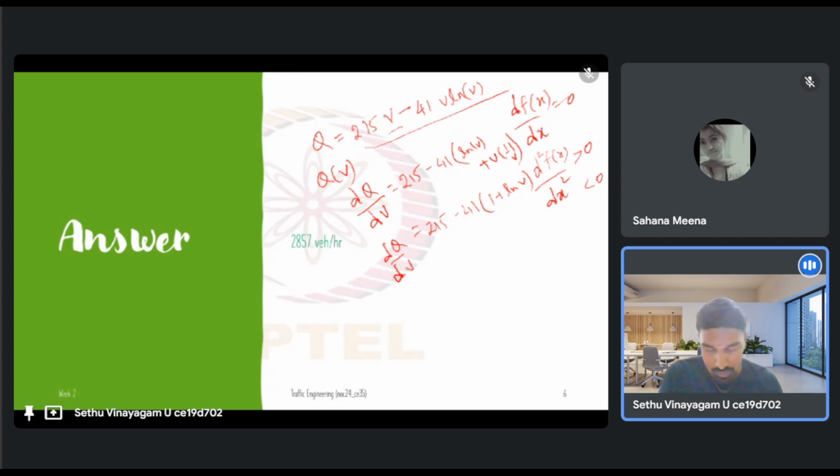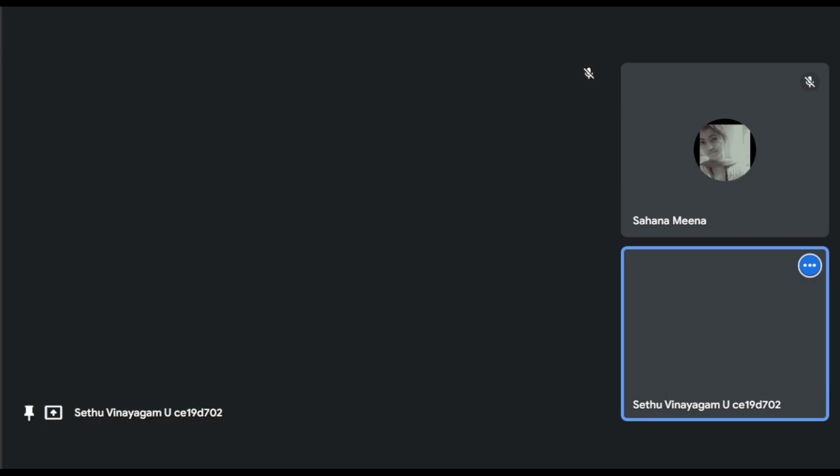So how do we find the maximum? We have to set this equal to 0, so dq by dv equal to 0. That means 215 minus 41 into 1 plus log v is equal to 0, which means 215 by 41 minus 1 is equal to log v, right? From this we have to find what v is. So v comes out to be 69.68 kilometers per hour. Or whatever the unit is, we don't have the units here, assume it to be kilometers per hour.